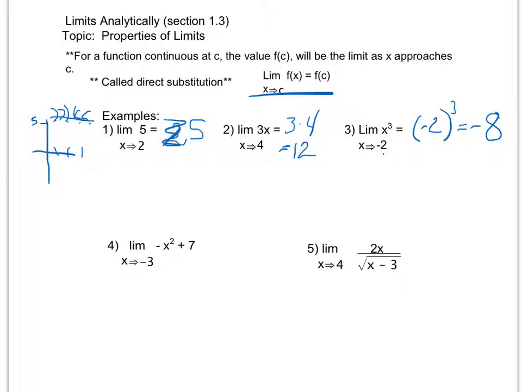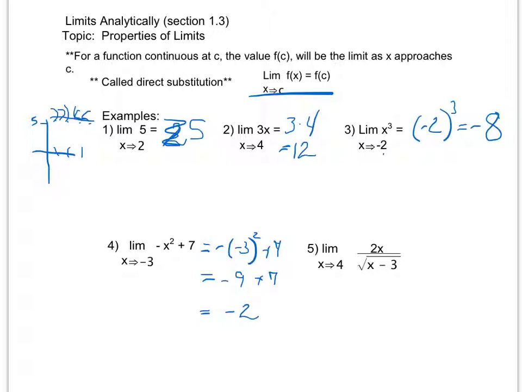Number 4, I have this quadratic equation, -x squared plus 7. Again, I know quadratic equations are continuous. Since it's continuous, I'm going to go ahead and use direct substitution. The limit of this function as x approaches -3 is going to be -(-3) squared plus 7. Well, -3 squared is 9, so I have -9 plus 7, and I get a limit of -2.